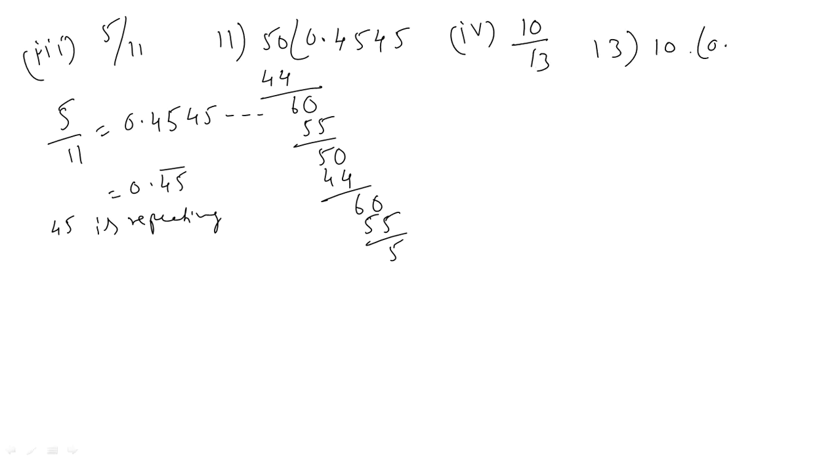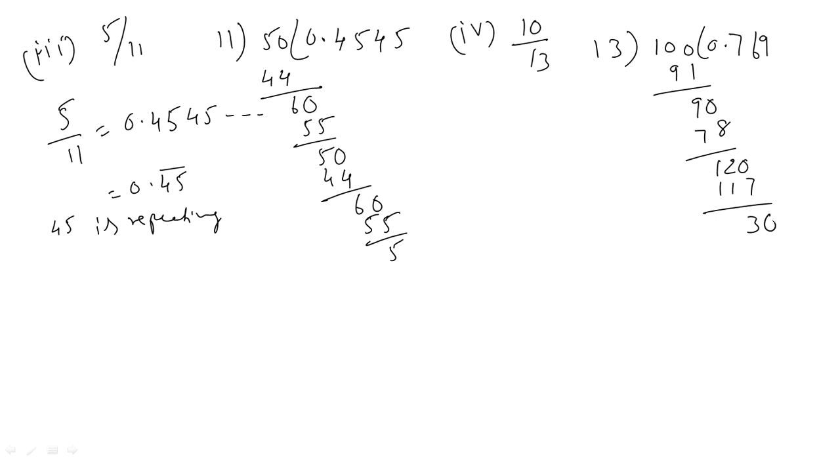13 should be divided into 10, 0.0. 13, how many times will it go? 13 sevens are 91, remainder 9. 0. 13 sixes are 78. 10 minus 8 is 2. 0.0. 13 nines are 117. What is 10 minus 7? 3. So 1 minus 1, 0.